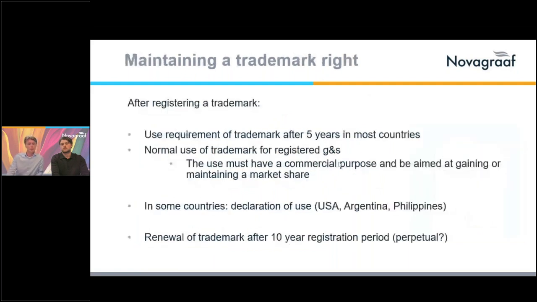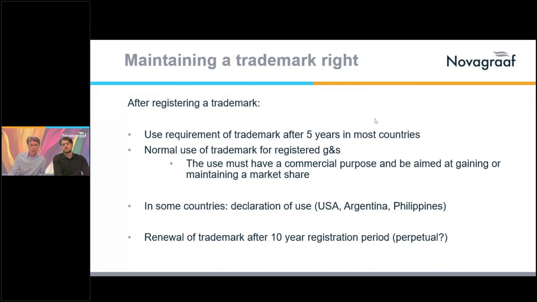After registering your trademark, it is important that you are going to use your trademark. With the other IP rights, it was not obligated that you use your certain invention or copyright your work, but with trademark that is a thing, because we want to combat unfair monopolization of a certain word or logo. And in most countries, you have to use your trademark 5 years after the registration date. And what is then normal use that can maintain your trademark right?